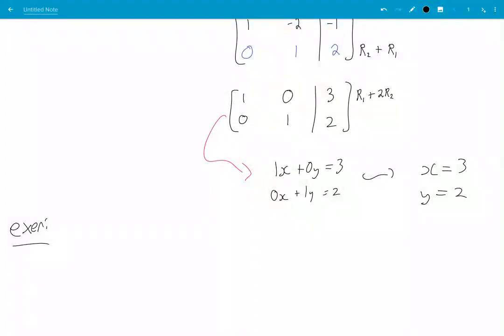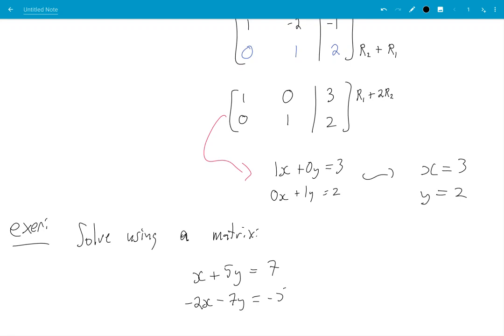Exercise. Solve using a matrix. x plus 5y equals 7. Negative 2x minus 7y is minus 5. Okay, so I want you to solve this using a matrix, and in the next video, I'll go through it.